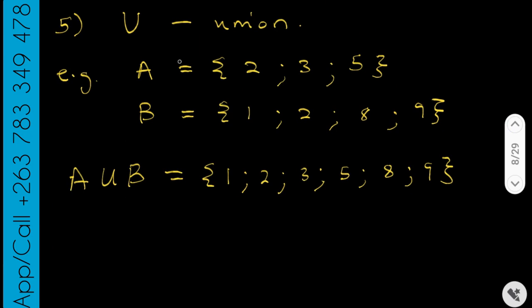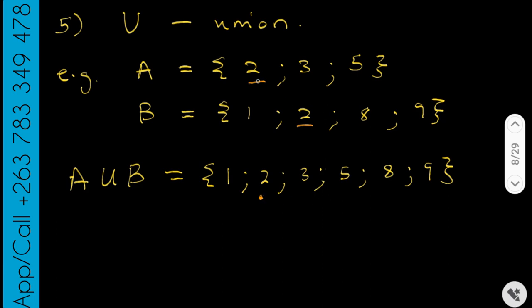Now, union. This symbol here represents union. Union means you're joining two sets into one bigger set that contains all the elements in the two sets that you have combined. So if I have set A with the elements 2, 3, 5, and set B with the elements 1, 2, 8, 9, A union B means I'm going to take everything in A and everything in B, and then I join it together. Now this is what I get. Now notice I did not repeat the ones that appeared in both sets.